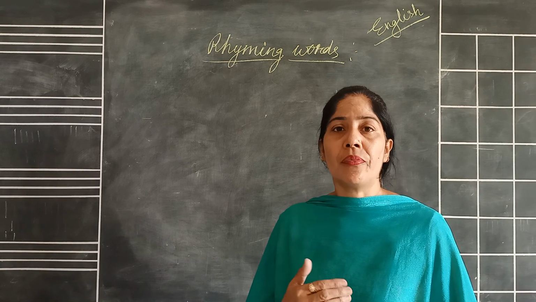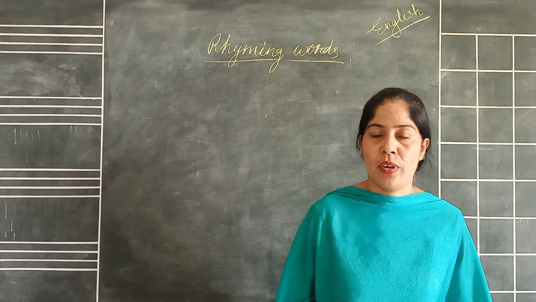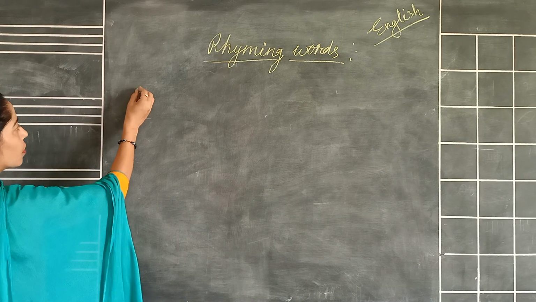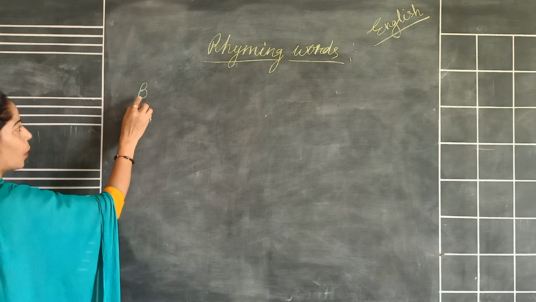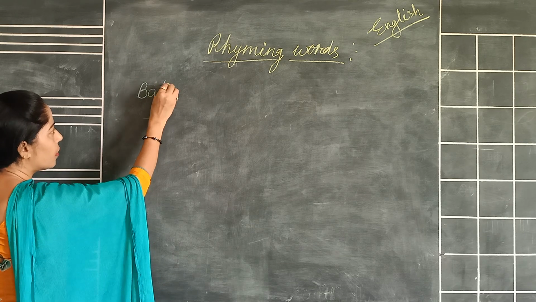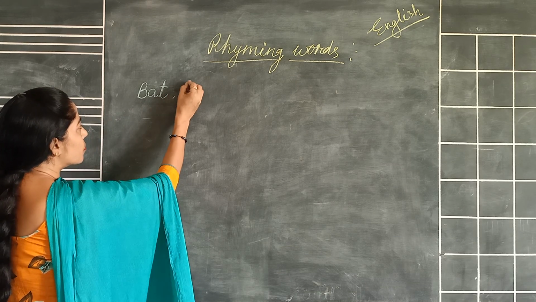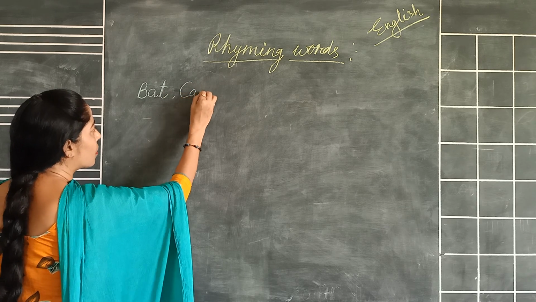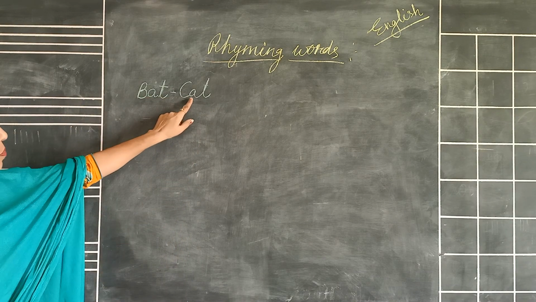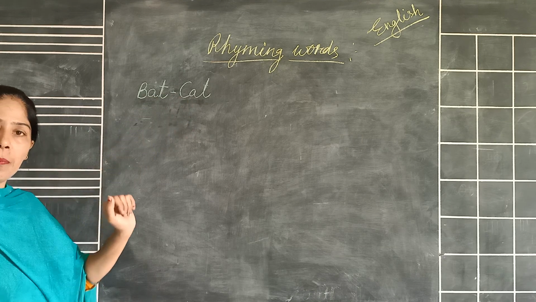Okay? जो भी कोई वर्ड्स होते हैं व्हेन दे गिव सेम साउंड दीज आर कॉल्ड राइमिंग वर्ड्स. For example, at the board: B A T, bat. C A T, cat. Now see here, the ending sound is same. Bat, cat. It means these are rhyming words.